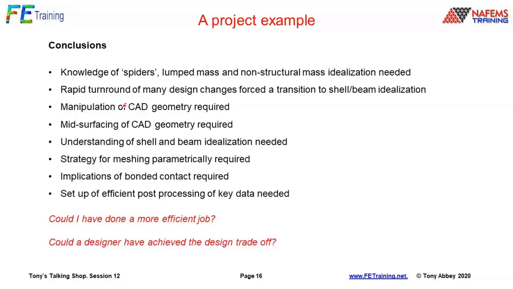So from this project, the conclusions I came to in terms of all this setup was: what did I need? I needed a knowledge of spiders, lumped mass, and non-structural mass idealizations. I was forced into this shell and beam idealization. Manipulation of the CAD geometry, I had to do that. Mid-surfacing was essential, but I didn't do it in the CAD geometry. I did it in the preprocessor, and I'll talk about that in a second. Understanding of shell and beam idealization, why we are doing this, the limitations, and so on. Parametric meshing, and the implications of bonding, and also key data output.